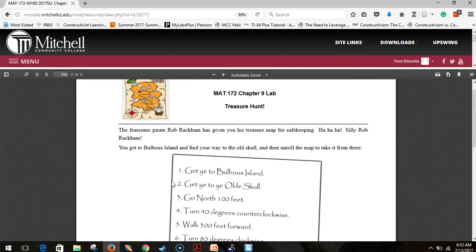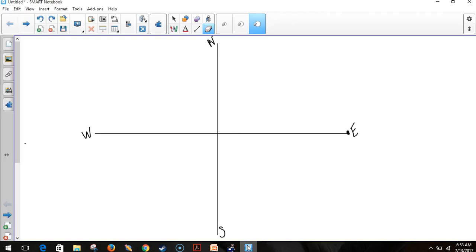So let's get back to this. It says go to the Bubbles Island, start at the Old Skull. So basically what's happening is that you're wandering around the Cartesian plane, and we're going to start right here. So this is, you are here. You're going to start here at the origin, and they give you direction angles and vectors.